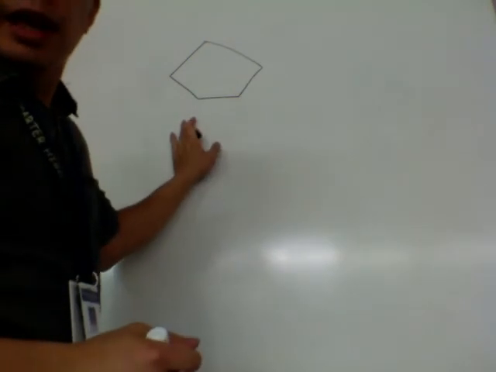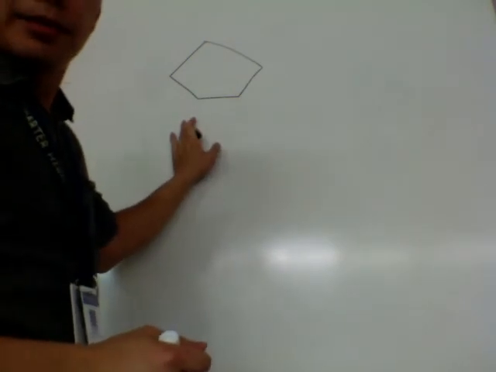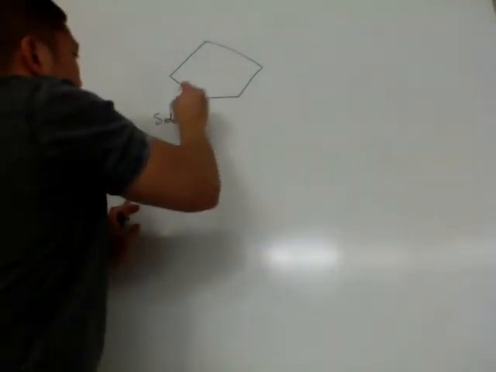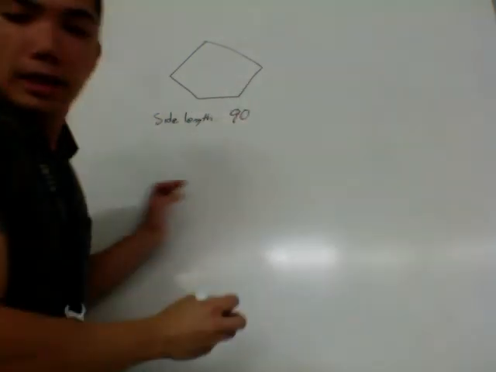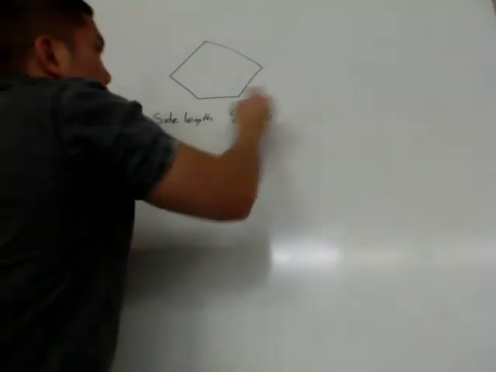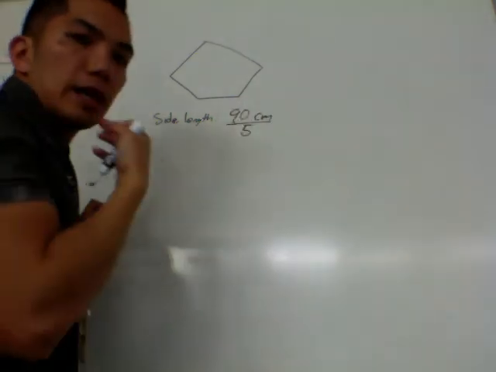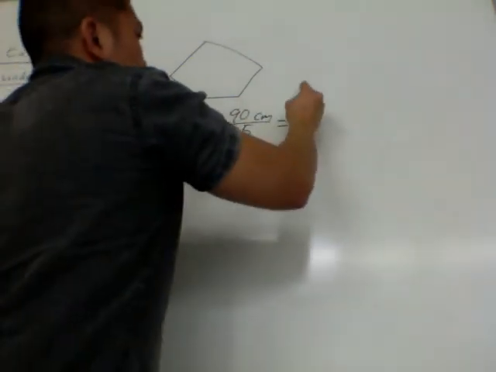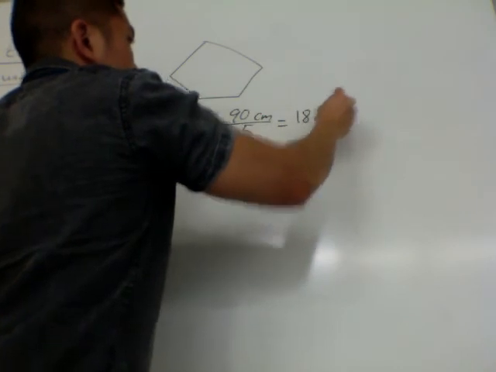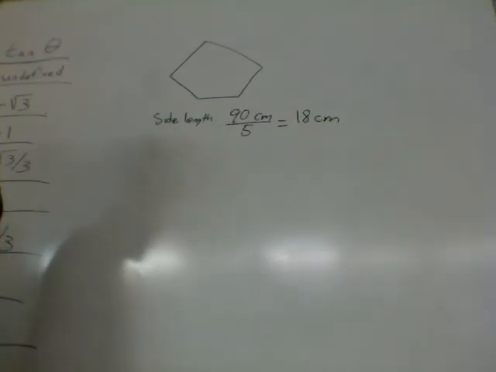So if it has the side length, it's 90 centimeters, and it gets split up into 5 equal sides. Okay. So my answer here is 18 centimeters. So my side length is 18.